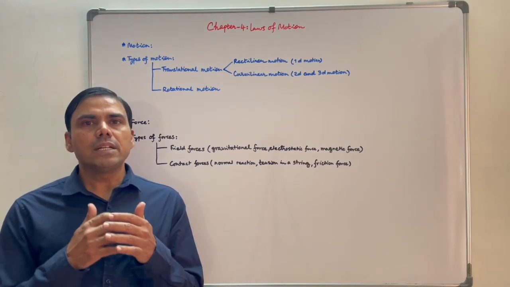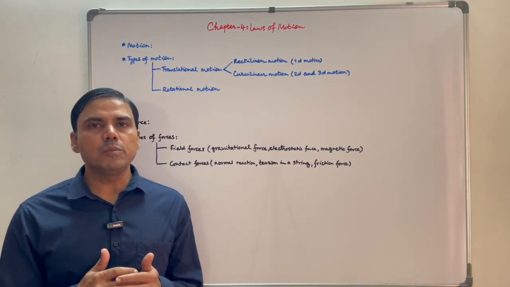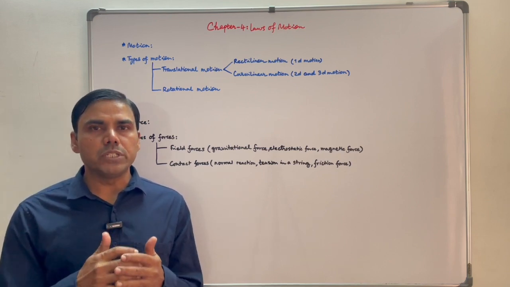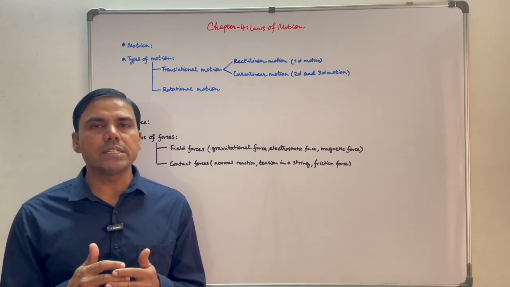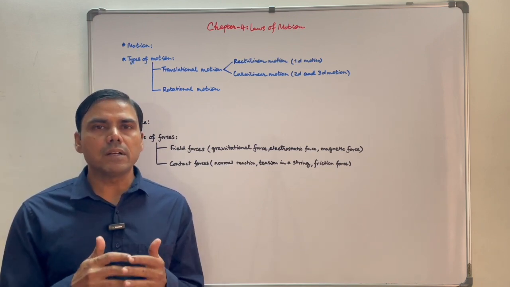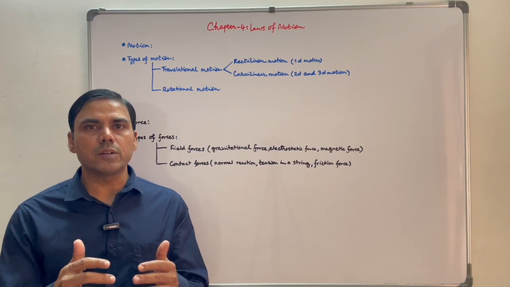Types of motion. There are two types of motion, translational motion and rotational motion. When an object changes its position without changing its orientation, its motion is called pure translational motion. For example, a car moving on a straight road.